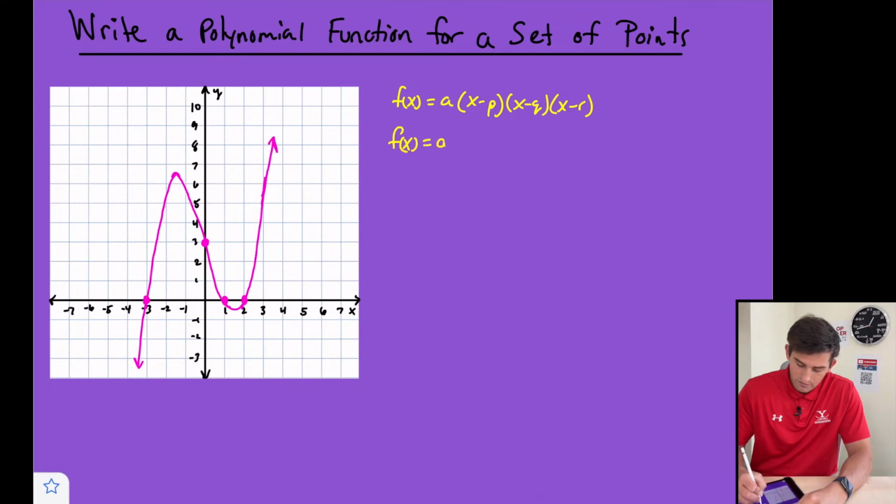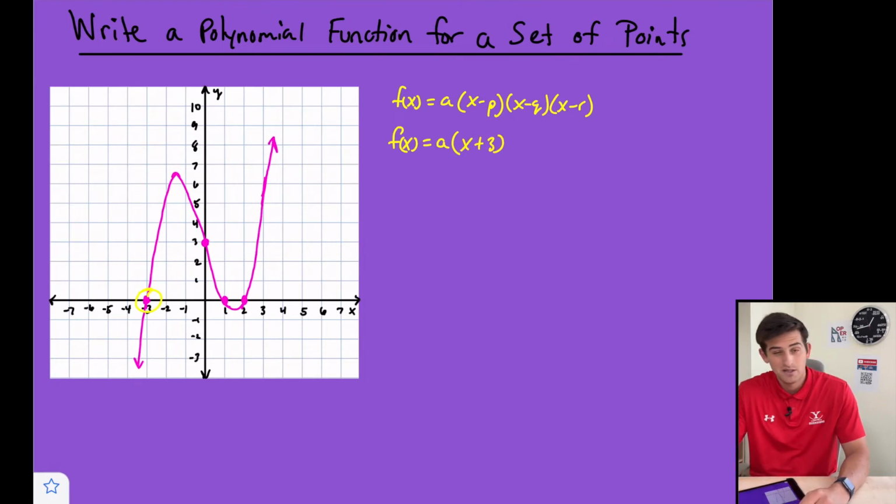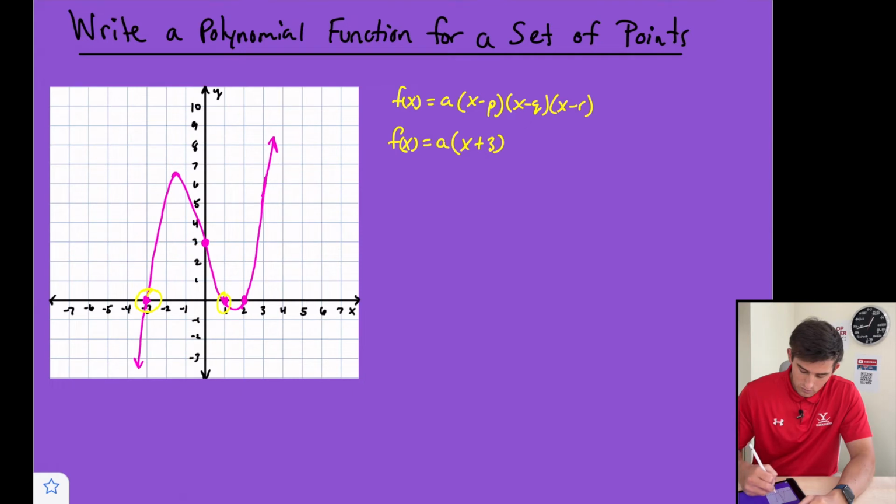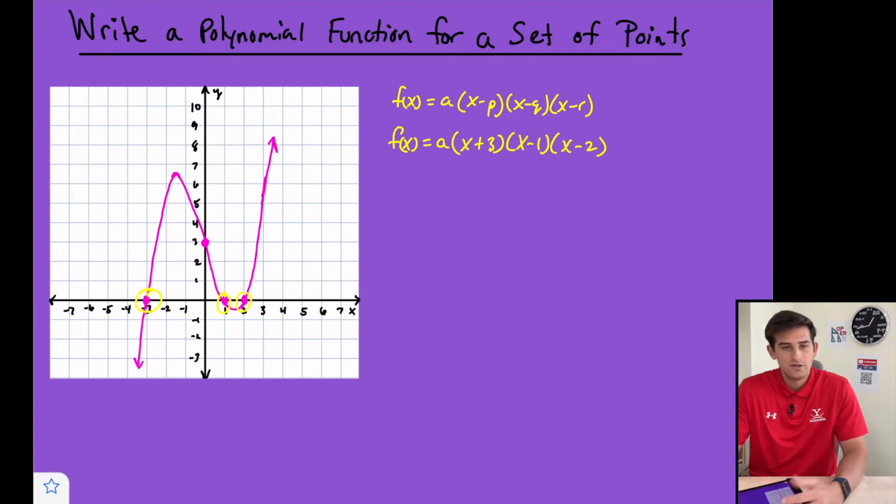So we have f of x equals a. We don't quite know what a is yet. And let's start over here at the left. So we do have an x-intercept of -3. So I'm going to plug in x plus 3, because if I set that equal to 0, it would be x equals -3. So now we have an x-intercept at 1 and an x-intercept at 2. So we can say x minus 1 and x minus 2. So now, the only other part of the function that we are lacking is what a is.